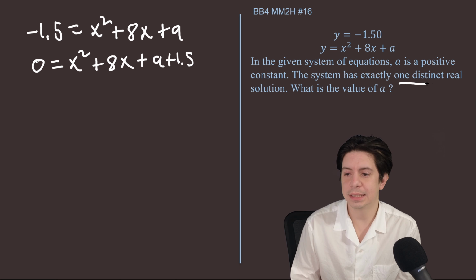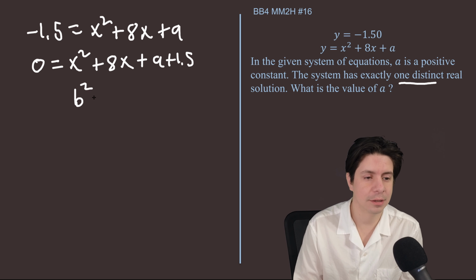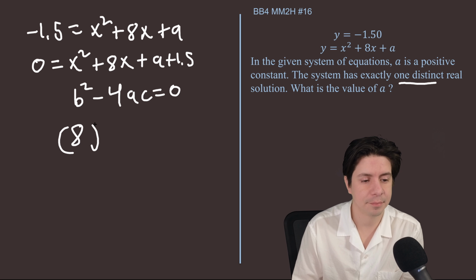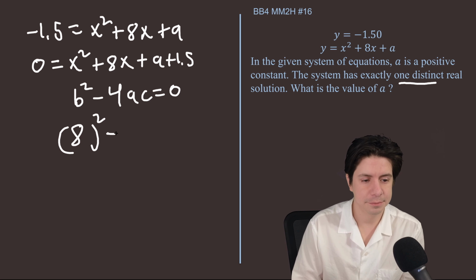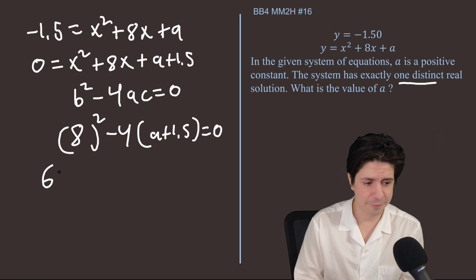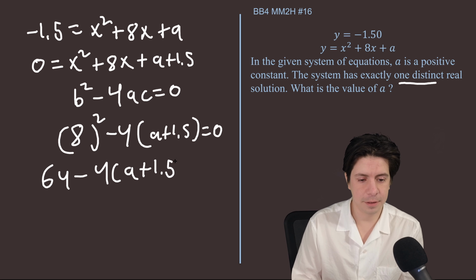There's one distinct solution, so that means the discriminant equals 0. So we say b squared minus 4ac equals 0. So let's plug in 8 for b, 1 for a, and then a plus 1.5 for c. I think that part really throws people off. Equals 0. So we'll get 64 minus, I'm not going to distribute the 4, I'm just going to leave it for now, 4 times (a plus 1.5) equals 0.